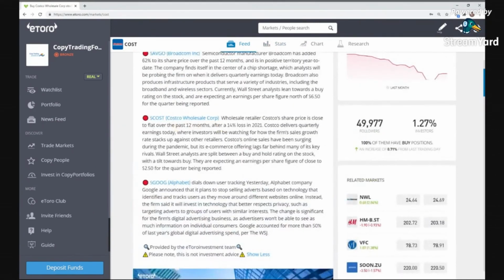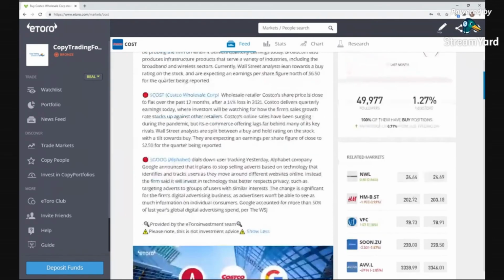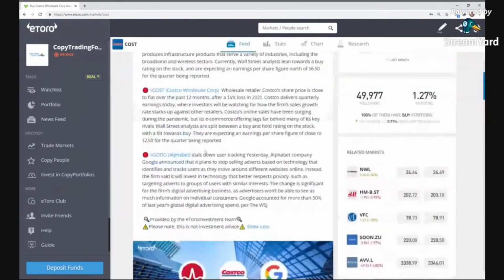So you can see here wholesale retail Costco's share price closed flat over the 12 months, okay? After a 14% loss in 2021 because of what's happening in the world. So look at this news. Wall Street analysts are split between buy and hold rating on the stock. So it's a buy or a hold. They're expecting, but this was before the earning report. So look at the date there. That was 2 days ago.